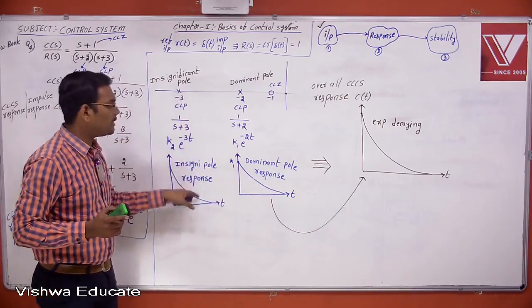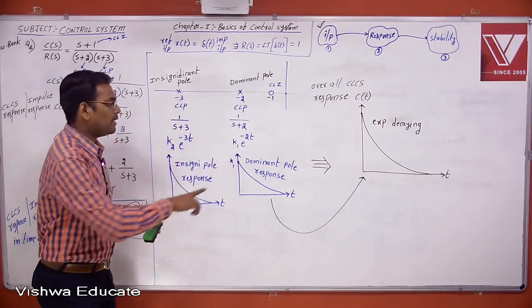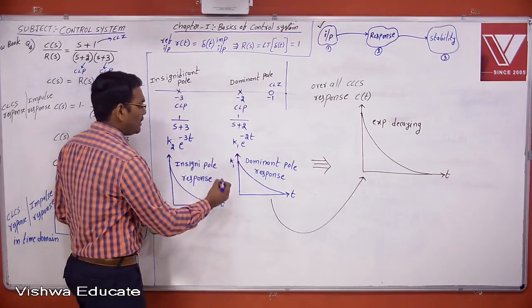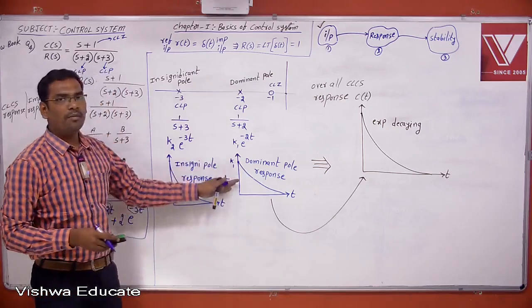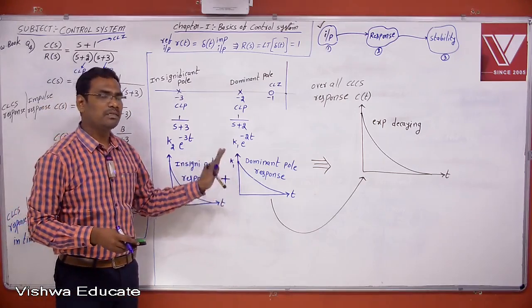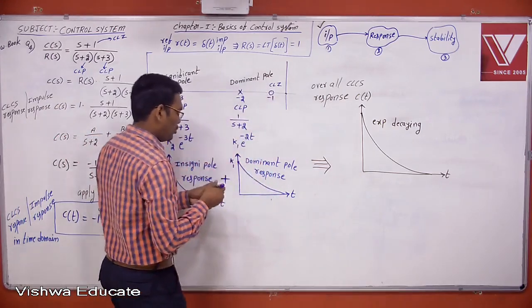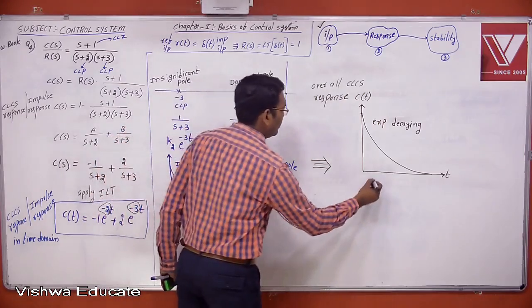Even if you consider the insignificant pole, even if you do not consider it, the dominant pole response is not disturbed. Even if you add the insignificant pole to the dominant pole response, or do not add it, the response is not disturbed. Therefore, you can decide the overall closed loop control system response by looking at the dominant pole; it is the correct method.